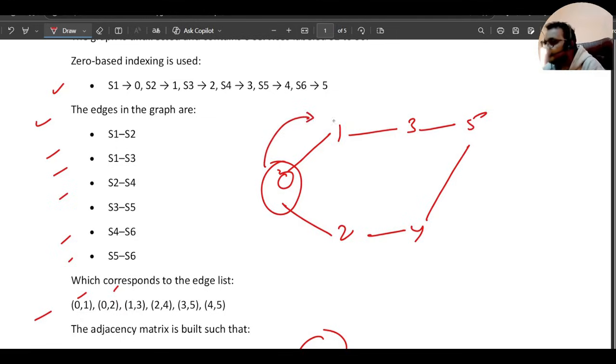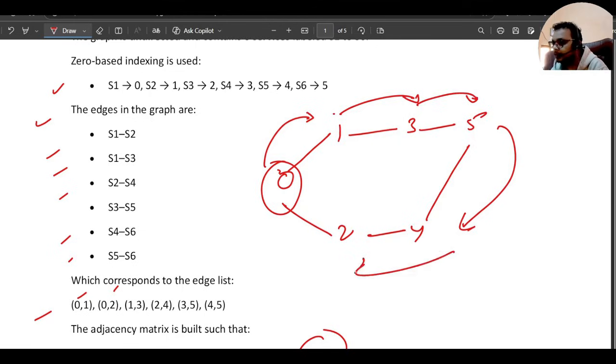From 1, now we will not go again from 0 to 2, then it will become BFS. Okay, so we traveled from 0 to 1. Now from 1, we will travel 1 to 3. Then from 3, we will be traveling 3 to 5. Then from 5, we will be traveling 5 to 4. And from 4, we will be traveling to 2. This will be our DFS traversal.